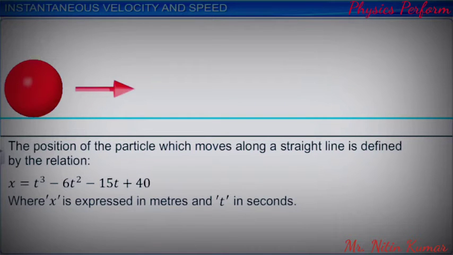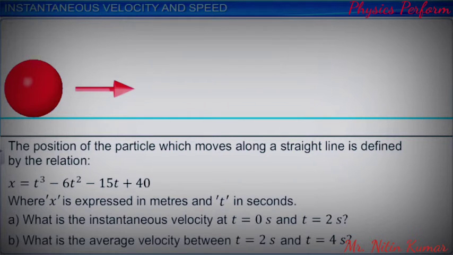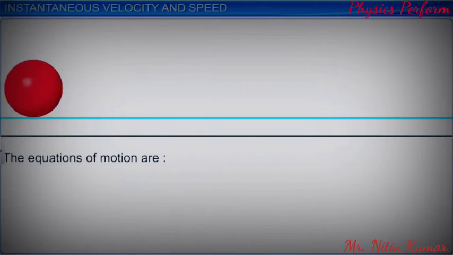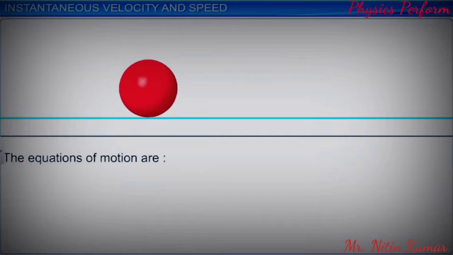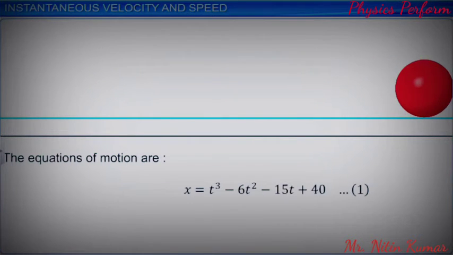What is the instantaneous velocity at t equals 0 seconds and t equals 2 seconds? What is the average velocity between t equals 2 seconds and t equals 4 seconds? Solution: the equation of motion is x equals t cubed minus 6t squared minus 15t plus 40.